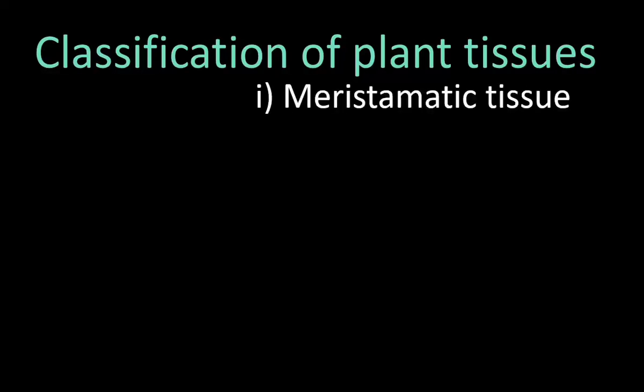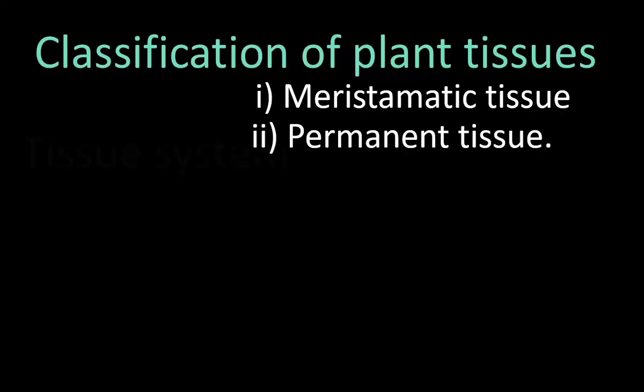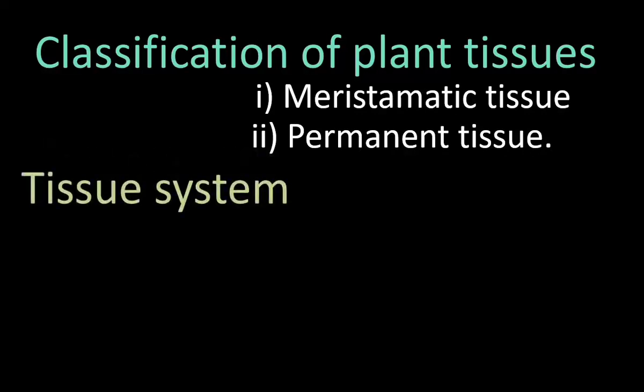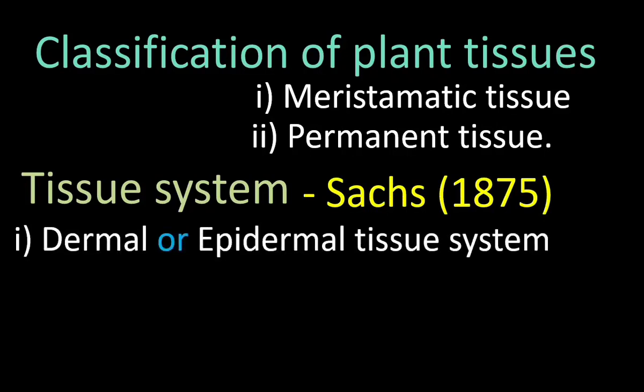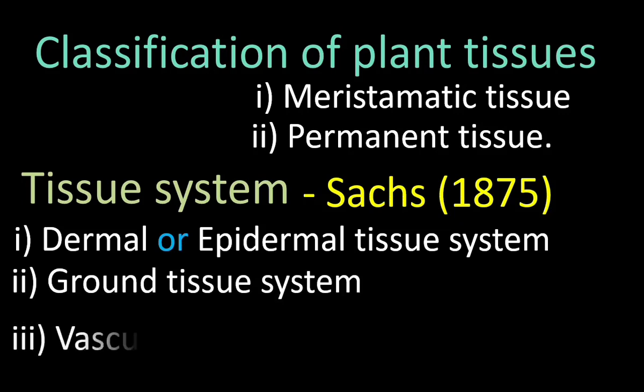water. Plant tissues are classified into 2 major types based on whether the cells divide or not. The 2 major types of plant tissues are meristematic tissues and permanent tissues. The meristematic tissues and permanent tissues form tissue system. Different tissue systems were recognized by Sachs in 1875. The 3 types of tissue system are dermal or epidermal tissue system, ground tissue system and vascular tissue system. Let us see these tissue systems in detail.